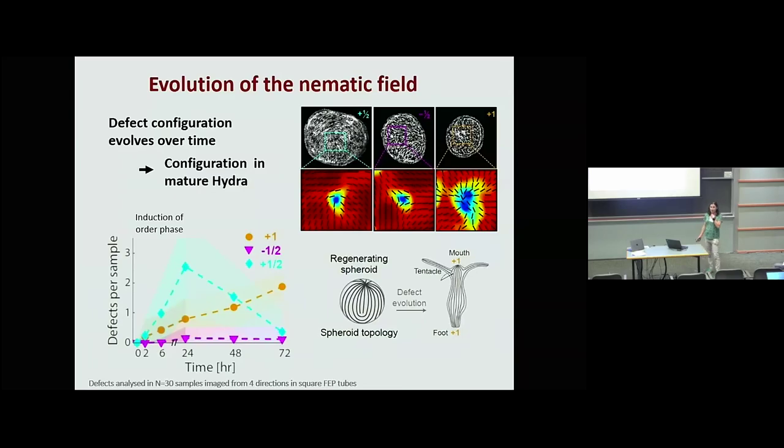And then the number of +½ defects actually begins to decline, and the number of +1 defects increases until finally you reach the configuration typical of a mature animal with 2 +1 defects of the head and the foot. And here I'll note that I'm actually ignoring the defects associated with the tentacles. The reason for this is that the tentacles tend to appear later on, after the defects that define the body axis, the head and the foot, are already there.